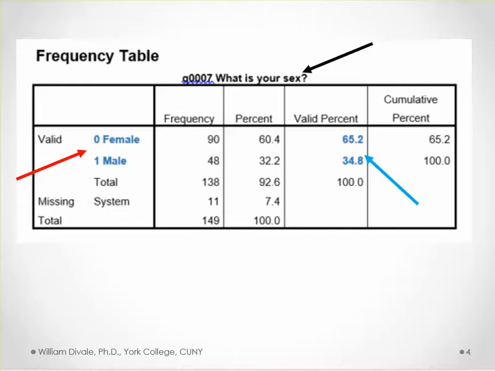If you look at the second column where it says frequency, there were 90 females, there were 48 males for a total of 138. But 11 people did not answer that question. So the total sample data we collected was 149, but only 138 people answered that question. So that's what the valid percent refers to. And of that, 65.2% of our sample were females, 34.8% were males. So our sample was basically 2 to 1 females over males.